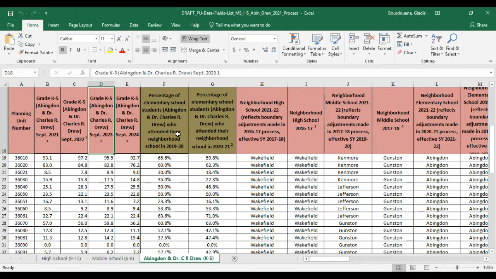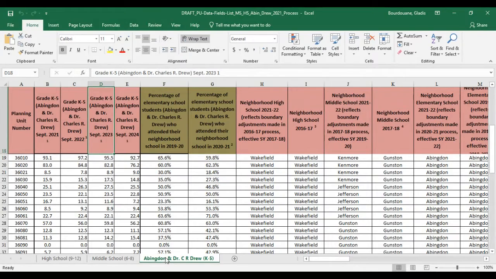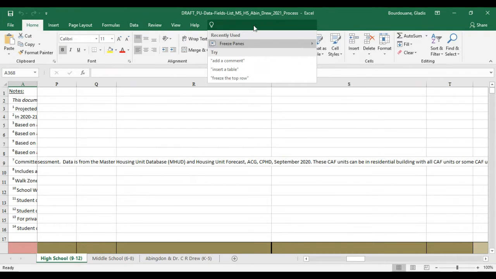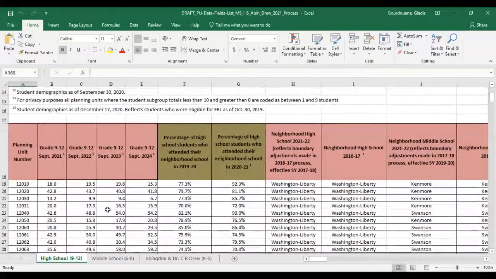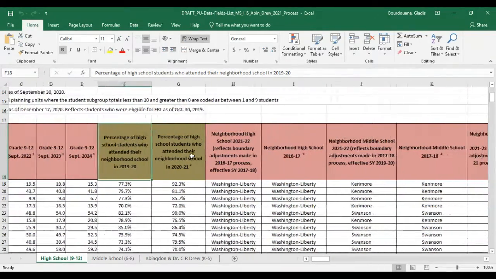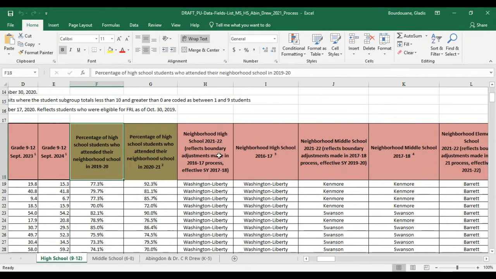One of the most important things I'm going to show you is that we have different tabs. So here we have the high school tab. These projections are going to be specific to grades 9 to 12. The projections will show the percentage of high school students who attended their neighborhood school in 2019-20 and 2021. You're going to see the neighborhood high school for 2021.